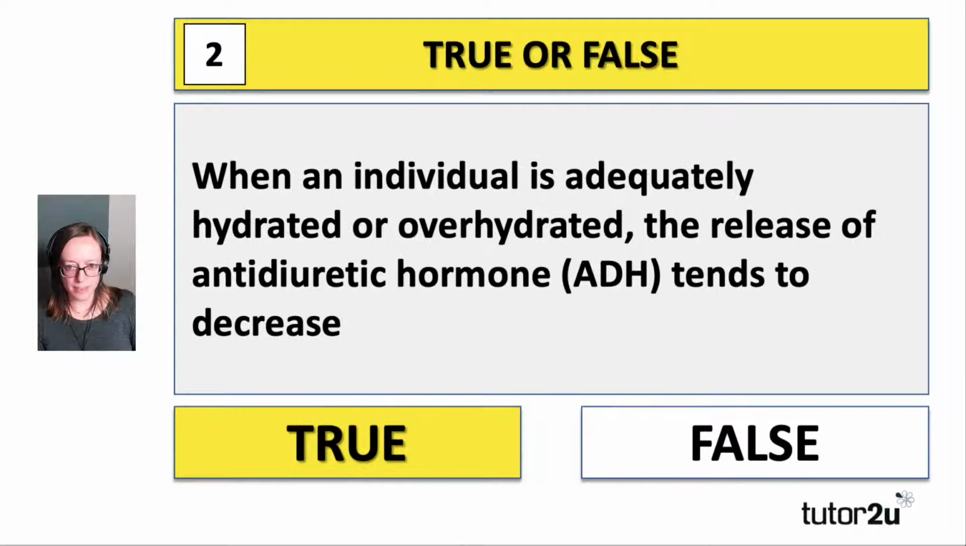Let's have a look at our next one. When an individual is adequately hydrated or overhydrated, the release of antidiuretic hormone, ADH, tends to decrease. Is this one true or false? So if you have enough water or you've got too much water, ADH decreases. Is that true or false? This is essentially the opposite of what the previous slide was talking about. So does that mean it's true or false?